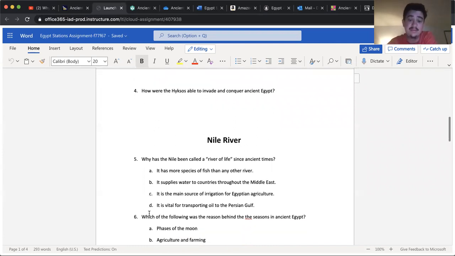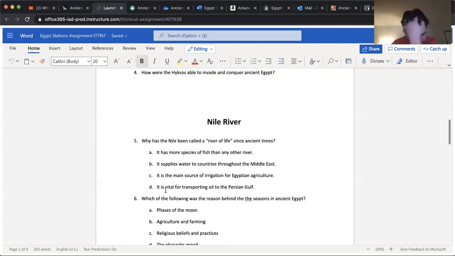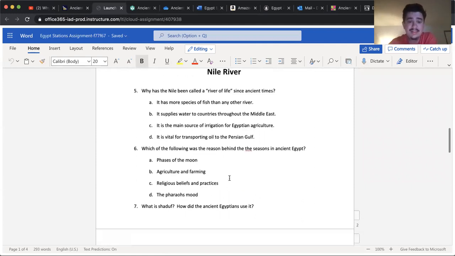5, why has the Nile been called a river of life since ancient times? A, it has more species of fish. B, it supplies water to countries throughout the Middle East. C, it is the main source of irrigation for Egyptian agriculture. And D, it is vital for the transporting of oil to the Persian Gulf. 6, which of the following was the reason behind the seasons in ancient Egypt? Phases of the moon, agriculture and farming, religious beliefs and practices, or the pharaoh's mood. Was he in a good mood or a bad mood?